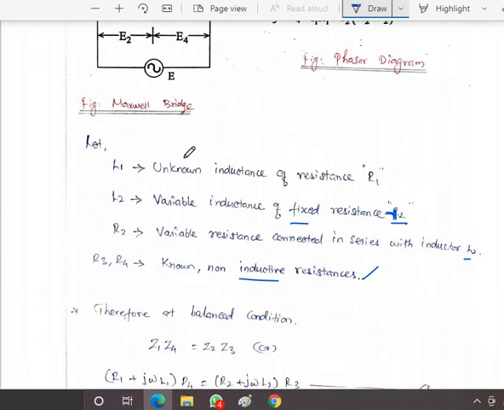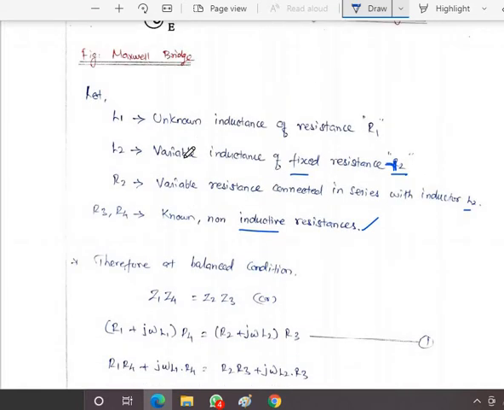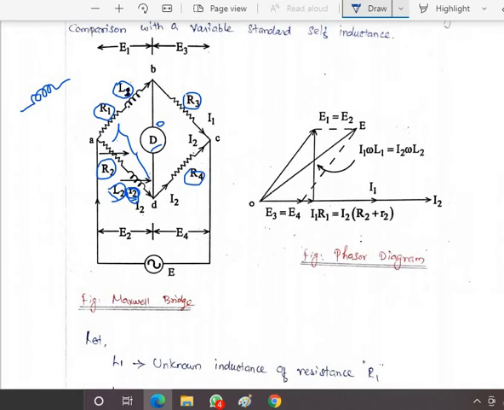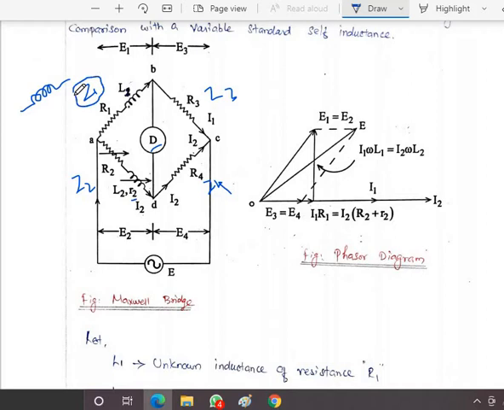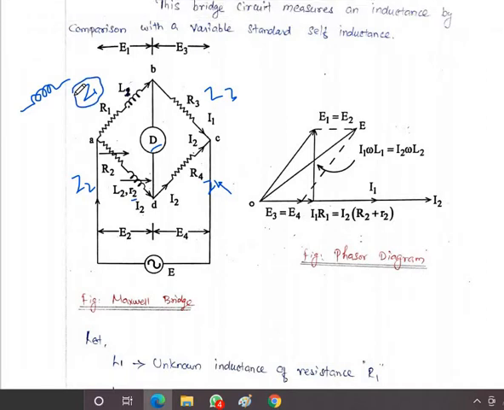When the circuit is in balanced condition, the impedances are Z1, Z4, Z3 and Z2. Why do we mention the impedance here? In the previous DC bridges we mentioned the voltage drop across the arms.